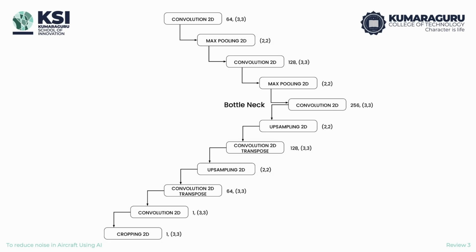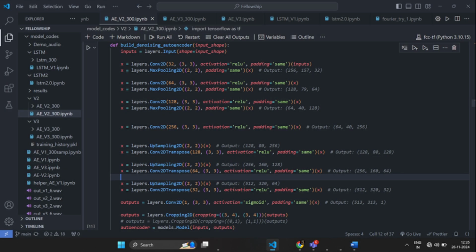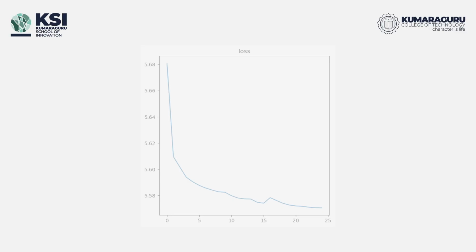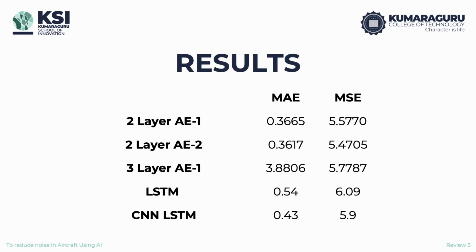Here is the two-layered one with 64 and 128 kernels, and vice versa. Here also we used a cropping 2D layer at the end. And this is another two-layer network with 32 and 64 kernels each. So these are the three convolution-based autoencoders we used. Here is the code for that and the loss too. You can see the loss going down for the second one, which is the two-layer architecture. Here you can find the summary and the model's code.